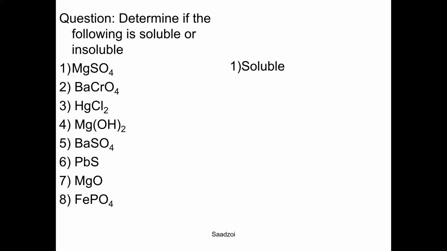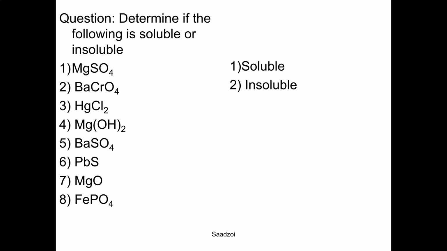Barium chromate, -2 charge for chromate. We know that's usually insoluble, right? -2, -3 is just called insoluble. So this is not part of group 1 or ammonium or any part of rule 1. So that means that in this situation, this is definitely insoluble.